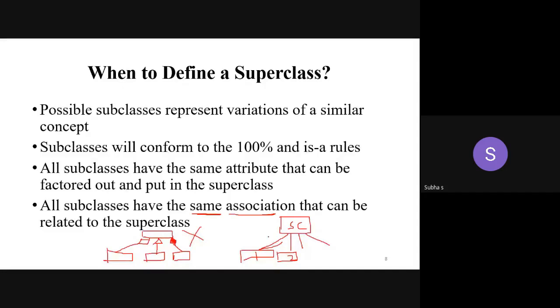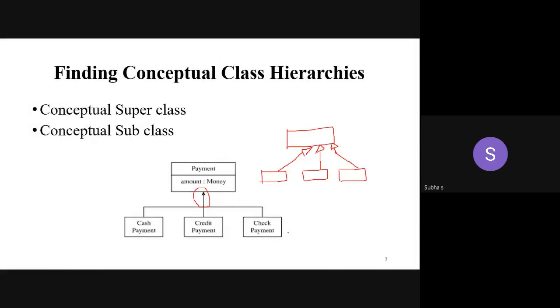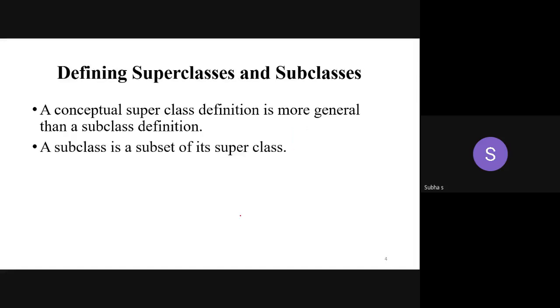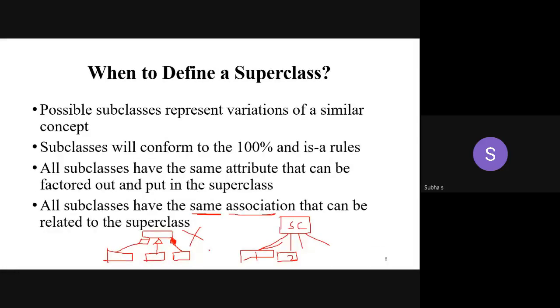You can have it like this only. This is a bidirectional association, a simple association. Or the previous one, a similar kind of association, because for all the three subclasses I am using generalization only. So that is the last point given: all subclasses have the same association that can be related to the superclass. You can't use this one. Don't use it at all.